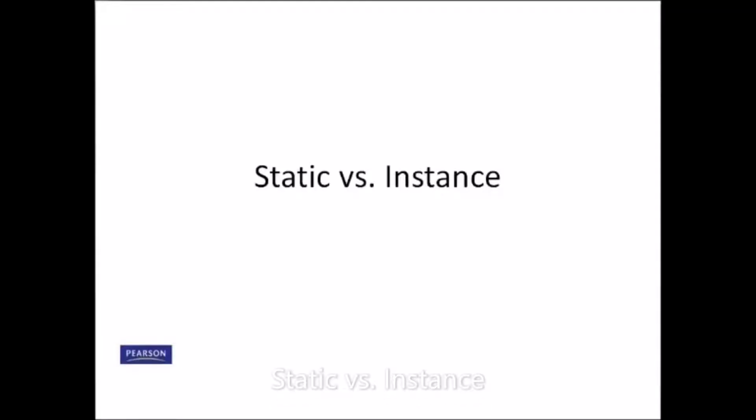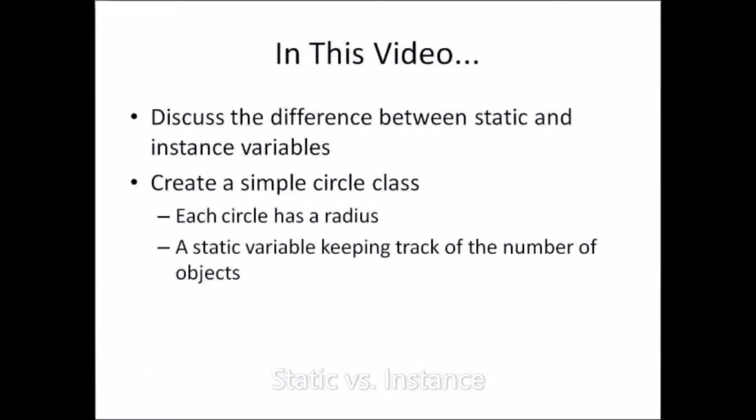Hello everyone, in this video we're going to look at the difference between static and instance, in particular the difference between static and instance variables. To demonstrate this we're going to create a simple circle class. The idea here is that each circle has a radius, so when we create circle objects, each object gets its own radius. However, we also have a static variable that keeps track of the number of objects we've created.